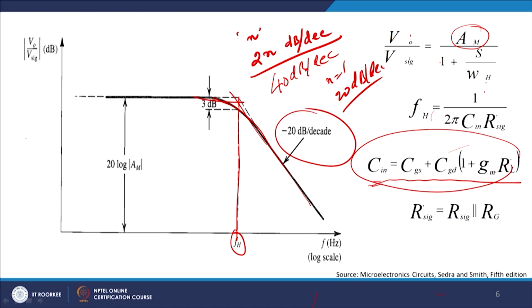As you can see, by adding an extra capacitance in the feedback loop, and assuming that CGS will always come into the picture irrespective of anything else, my input capacitance is raised from a value CGS to CGS plus this whole quantity. That is quite interesting and impressive, because by doing so you will be able to raise the overall gain of the system.